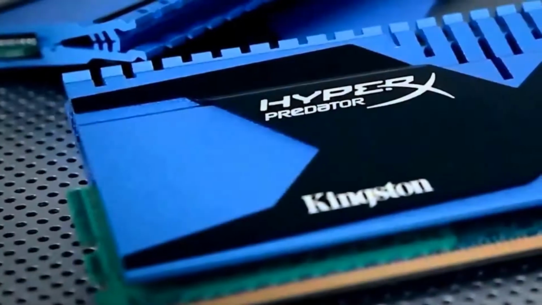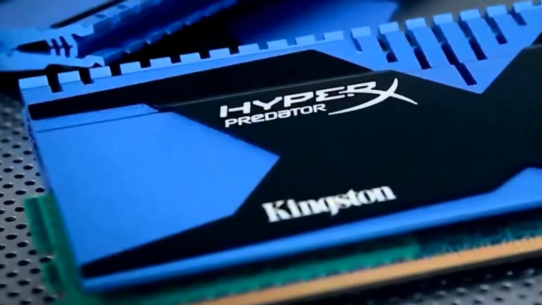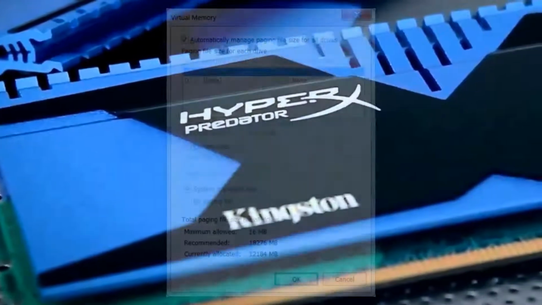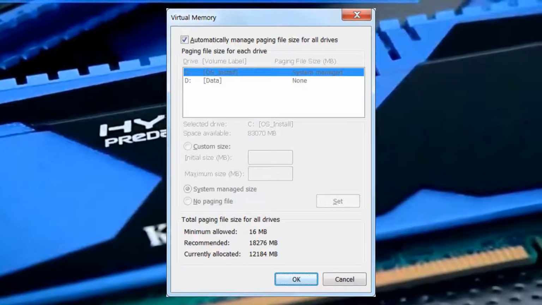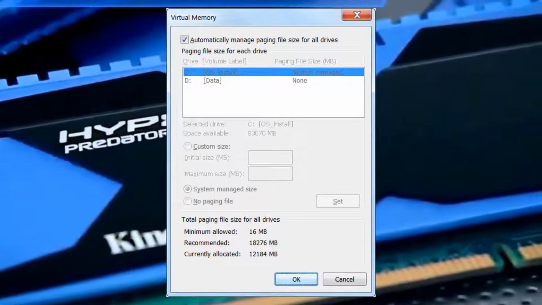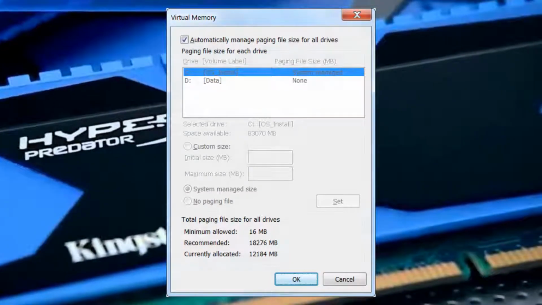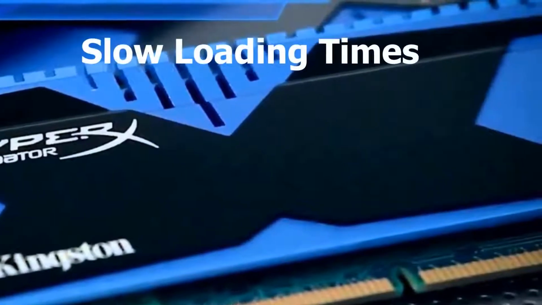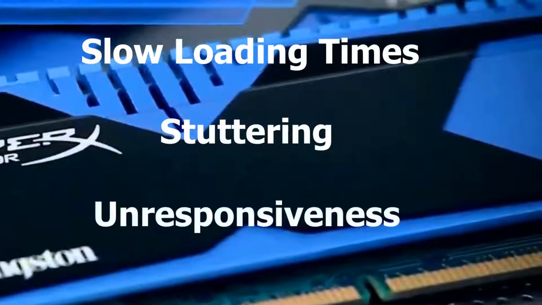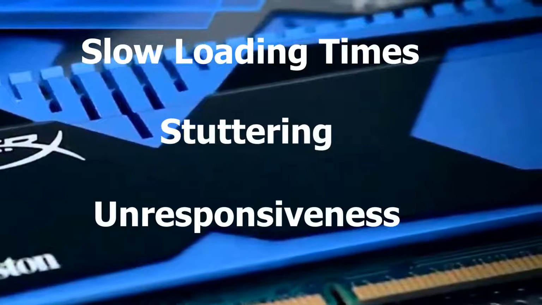If you run out of RAM, your operating system will begin to dump some of the open programs and files to the paging file. This is bad news because the paging file is stored on a much slower hard drive, so instead of running everything quickly off of RAM, a part of it is being accessed from your hard drive. This is when you'll begin to notice awful things like slow loading times, stuttering, and general unresponsiveness, especially if you have a mechanical hard disk drive.